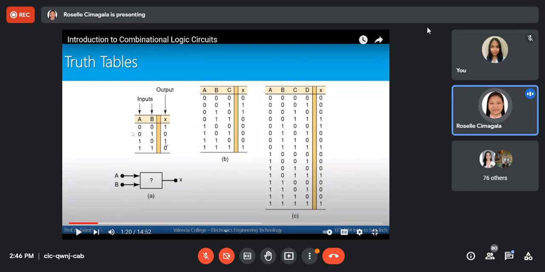Understand? So this is how we plot the input. It doesn't matter what the output is here, it depends on what the circuit is. This question mark is a combinational circuit.